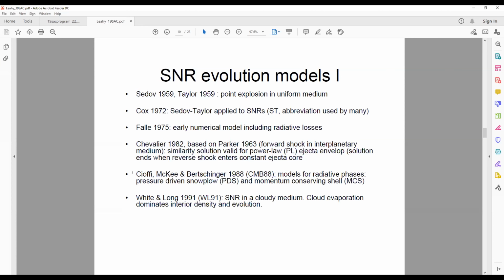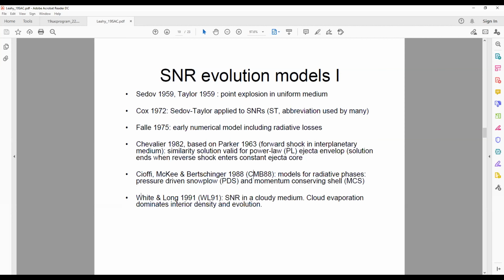Then there were further analytic big improvements to the description of radiative phases of supernova remnants. This was a major paper. There are many other ones as well, but this one particularly outlined well the cooling phases.